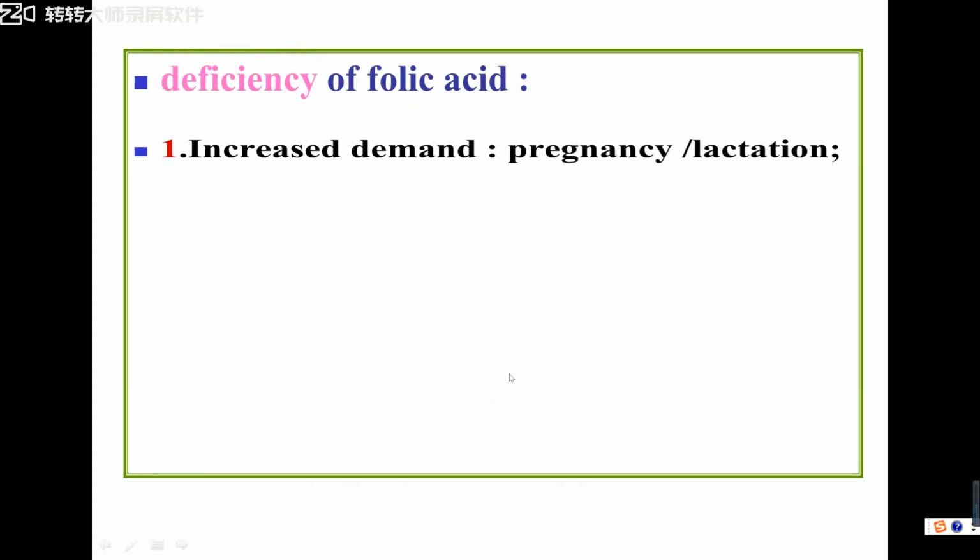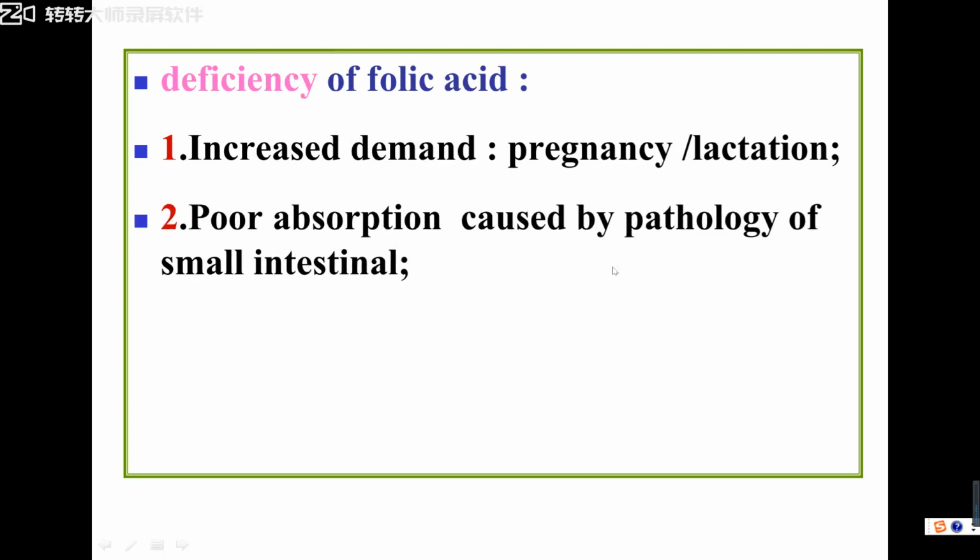So we use folic acid to treat folic acid deficiency myeloblastic anemia. The first cause is increased demand: pregnant women or mothers in the lactation period need more folic acid, so if their intake is limited it induces myeloblastic anemia. The second cause is poor absorption caused by small intestinal disease. We use folic acid to treat it.